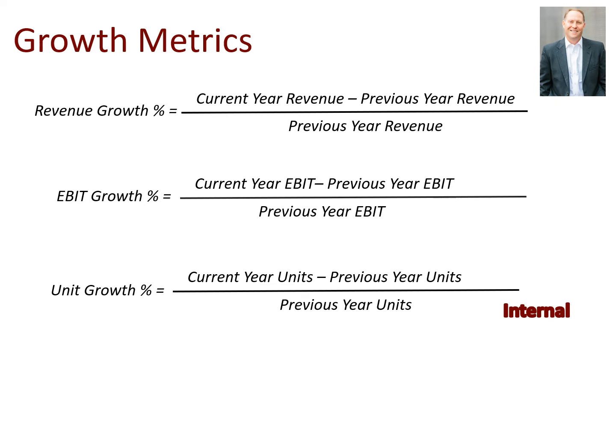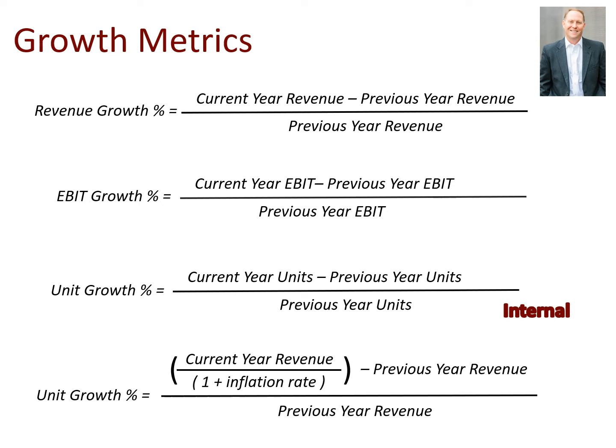Another way to calculate this, though, would be to basically adjust for that price fluctuation, or I'll say inflation rate. And the way we do that is we'll take our current year revenue, divide that by 1 plus whatever we estimate that inflation rate to be. So for example, if we estimate it to be 3%, we take our current year revenue and divide it by 1.03. From there, the rest of the formula looks like your revenue growth percentage: minus previous year revenue and then divide by previous year revenue. And that gives me a better idea of how much product I'm actually moving, or the growth of how much product I'm actually moving.